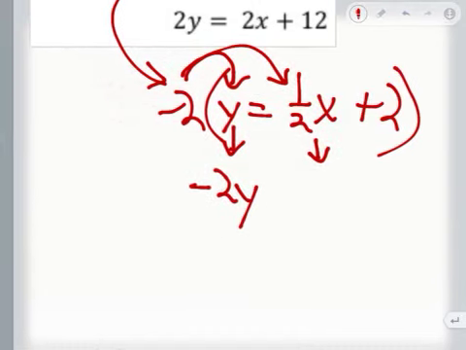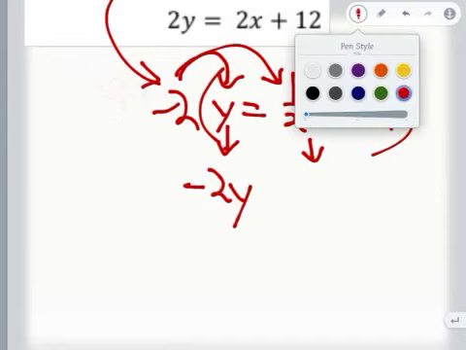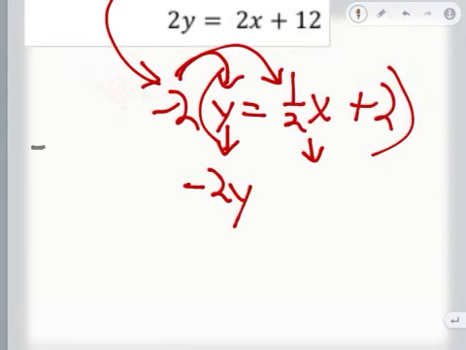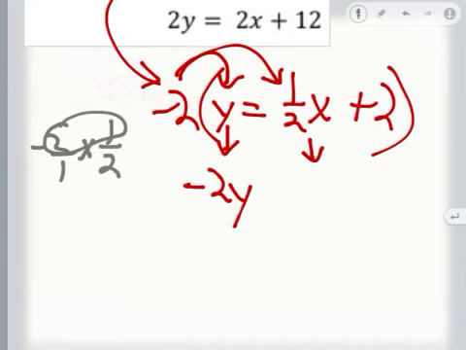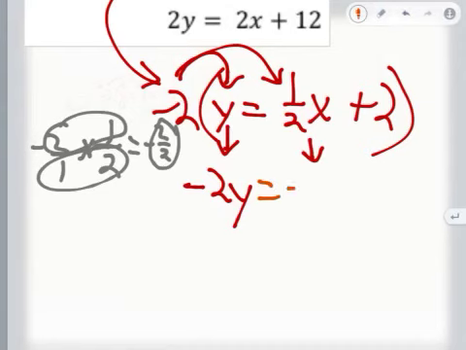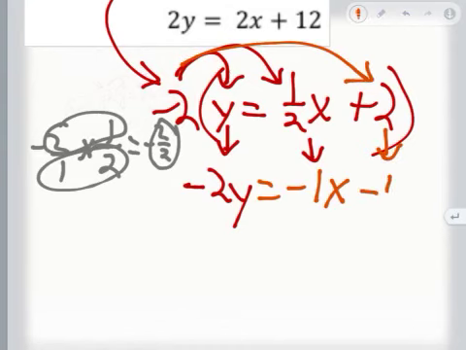You are going to have to kind of review on how to multiply fractions, but I'll do it over here to the side. So we have a -2 over 1 times a half. You multiply numerators, so 2 times 1 equals 2, and then 1 times 2 equals 2. So what that equals is a -2 over 2. And 2 over 2 really just equals 1. So this equals -1. So let me put that in there. So we've got equals -1x. And then a -2 times a +2 is going to give me a -4.